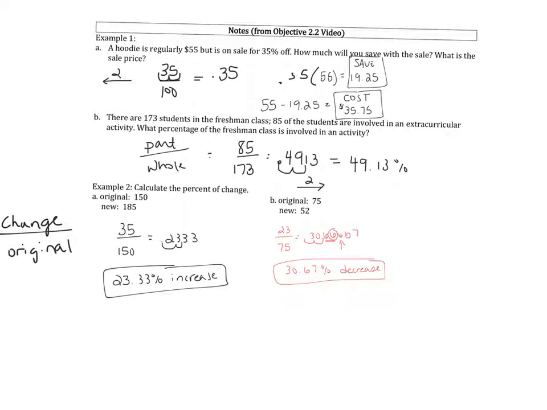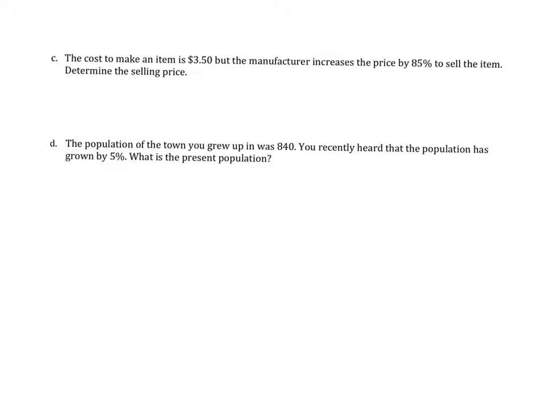Alright, let's check out this next example. Okay, the cost to make an item is $3.50, but the manufacturer increases the price by 85% to sell the item. So on example 1, we had a sale, and so we were decreasing a price by a certain percentage. Here we're marking a price up. So we're going to do something very similar to what we did on example 1A. We're first going to figure out what is 85% of $3.50. So our decimal is right here at the end. We're going to move that twice to the left to convert it to a decimal. So 0.85.